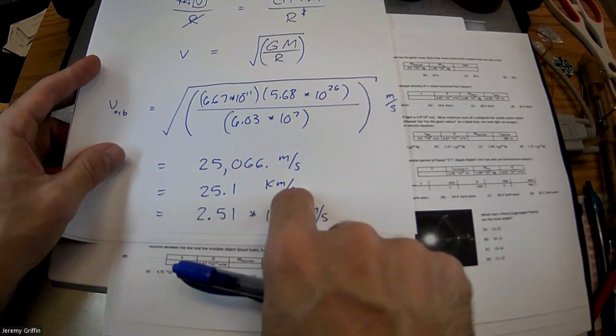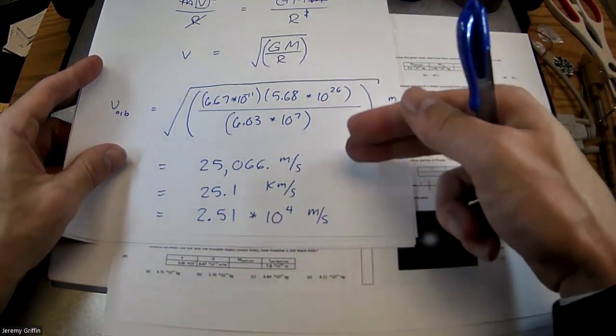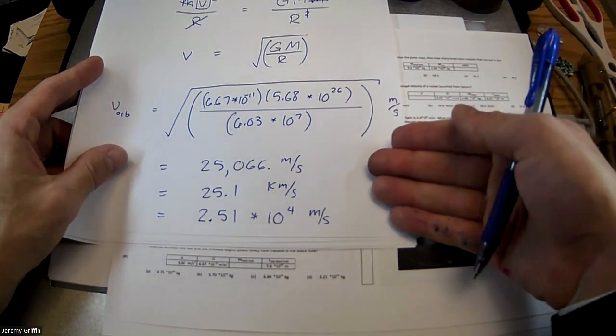So some of you guys have kilometers per second. Some of you guys have scientific notation meters per second. But regardless of what you have, now you can field any version that you have. You guys can do this?